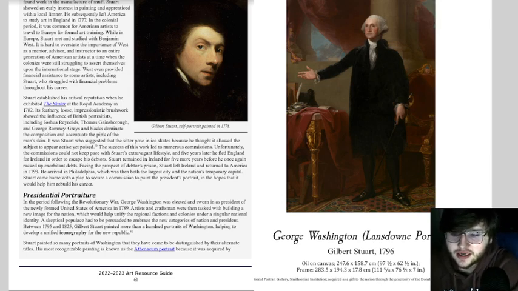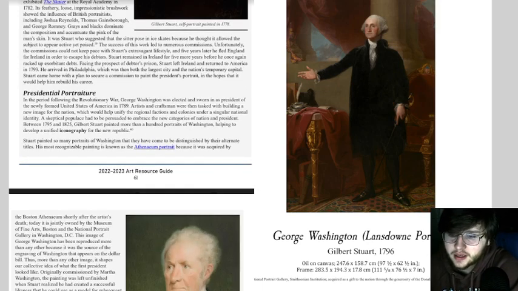His most recognizable painting is known as the Athenaeum portrait, because it was acquired by the Boston Athenaeum shortly after the artist's death. Today, it is jointly owned by the Museum of Fine Arts Boston and the National Portrait Gallery in Washington, D.C.